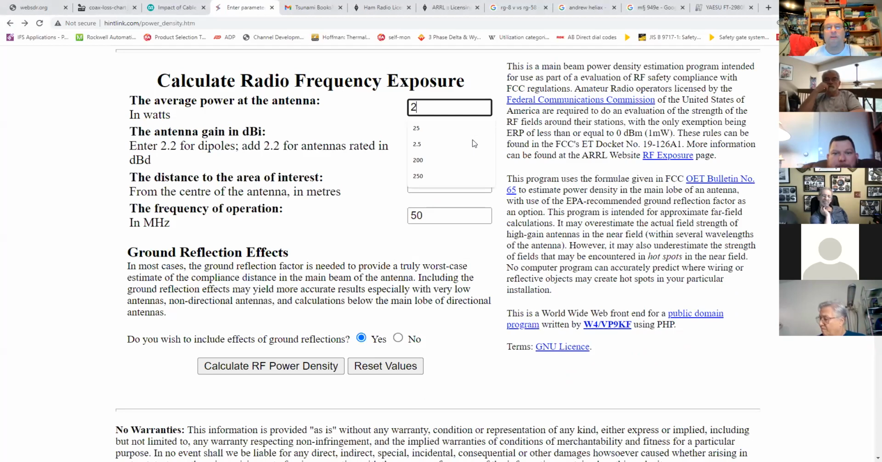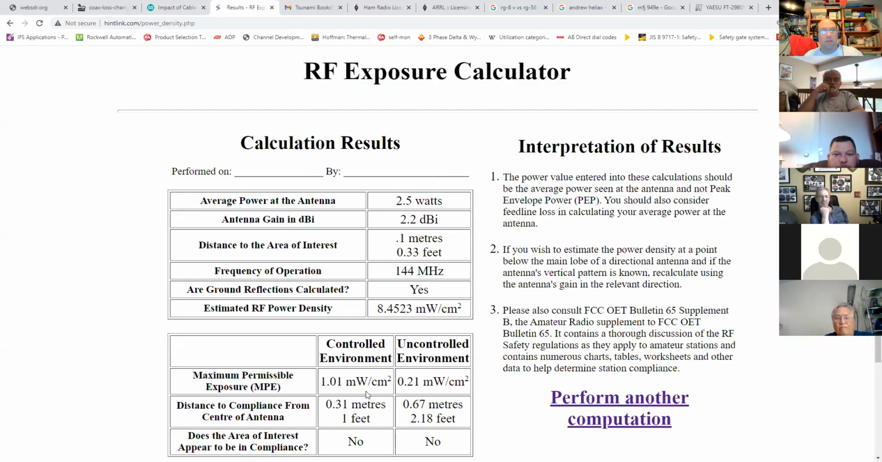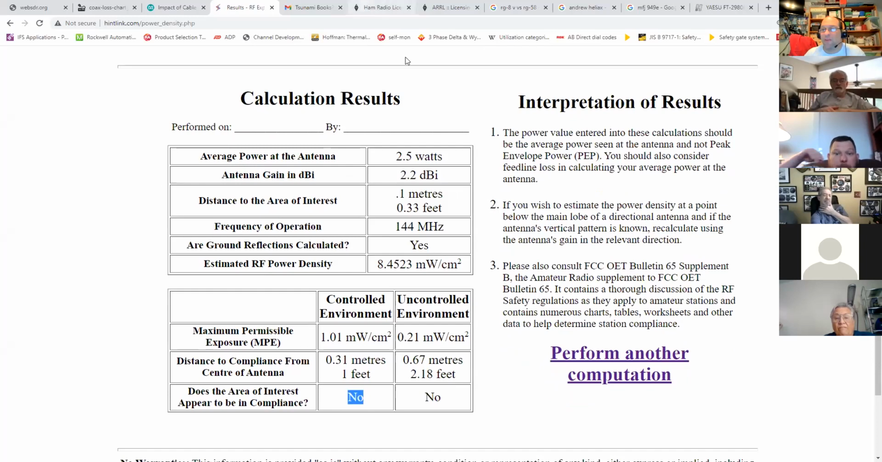So let's say that I'm averaging 2.5 watts and it's a quarter wave. We're going to say that it's basically a dipole. The distance to the antenna is about 1/10 of a meter at 144 megahertz. Here we go. Look at that. What do you see? You're getting cooked. It's not safe for you. It's not safe for anybody walking by at that distance.